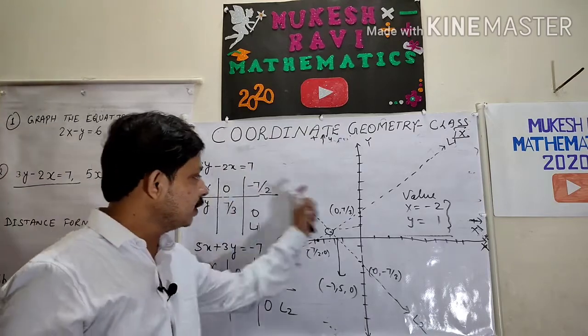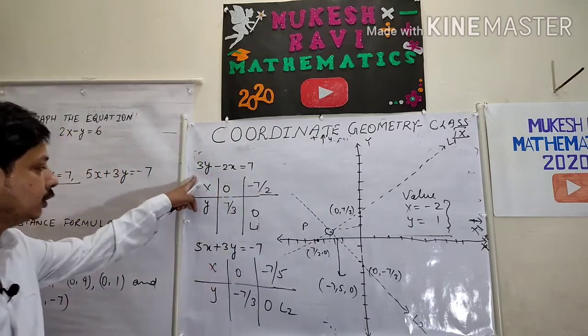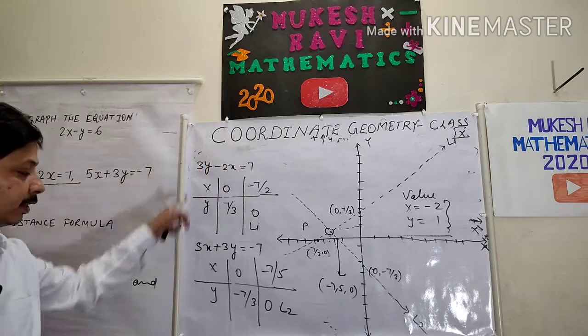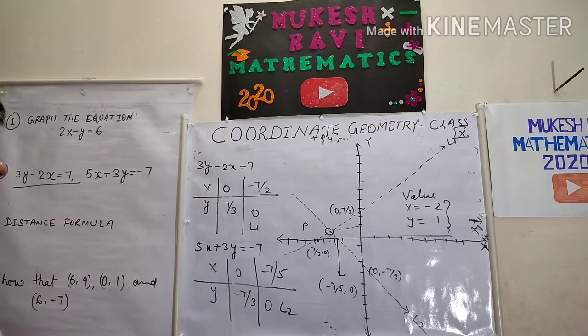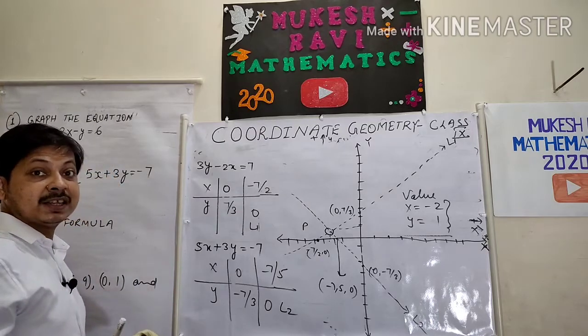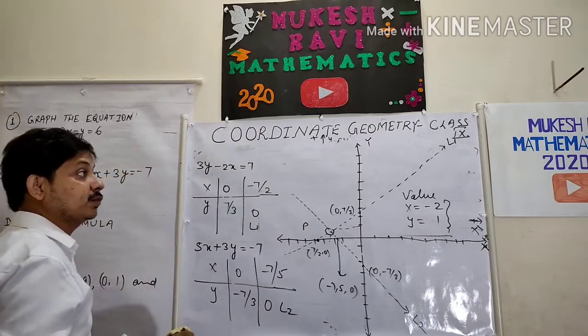I hope this will help you in finding the solution of simultaneous linear equations through coordinate geometry using graph paper. And the third is the distance formula. How to derive the distance formula?